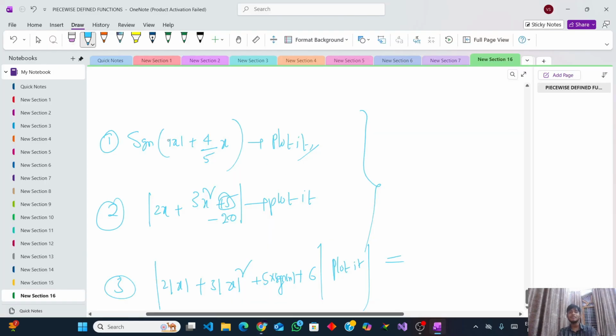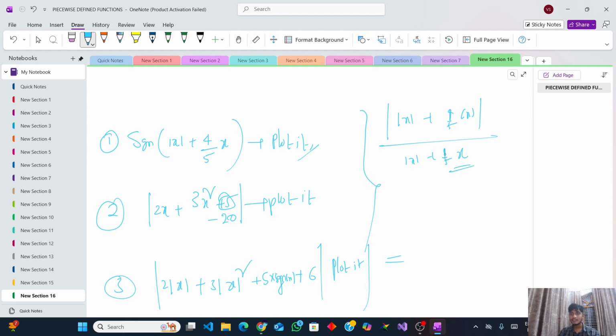For signum, you put mod x plus 4/5x, then put mod again and put it below. What I'm saying is, when giving the input there, you enter mod x plus 4/5x by mod x plus 4/5x. So this plot has to be given. But I'll say try on it on your own, and if you are not getting the answer then only go for it. Okay. Cool. I think that will end the chapter here.